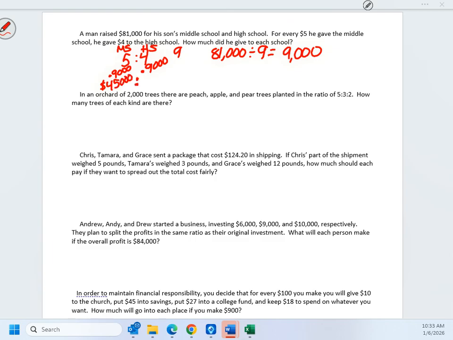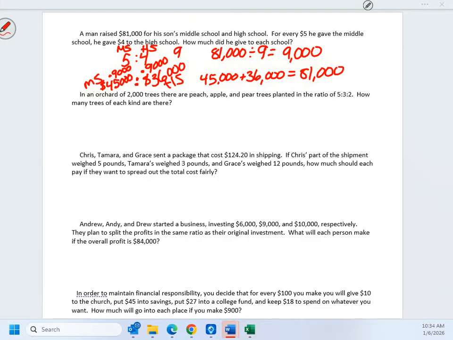How much money does he give to the high school, Laurel? 36,000. How can I check to make sure I did my math correct? AJ? Add 45,000 to 36,000 and see if you get 81,000. So in your calculator, if we put 45,000 plus 36,000, what do you get? Madeline? 81,000. That's how much money he divided out. I did my math correctly. So I know the middle school gets 45,000, the high school gets 36,000.